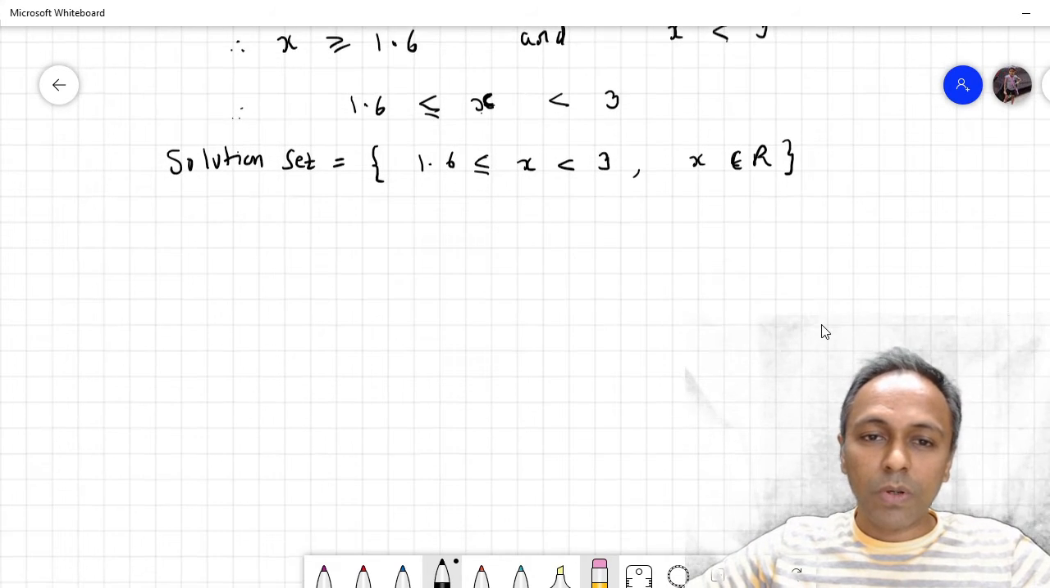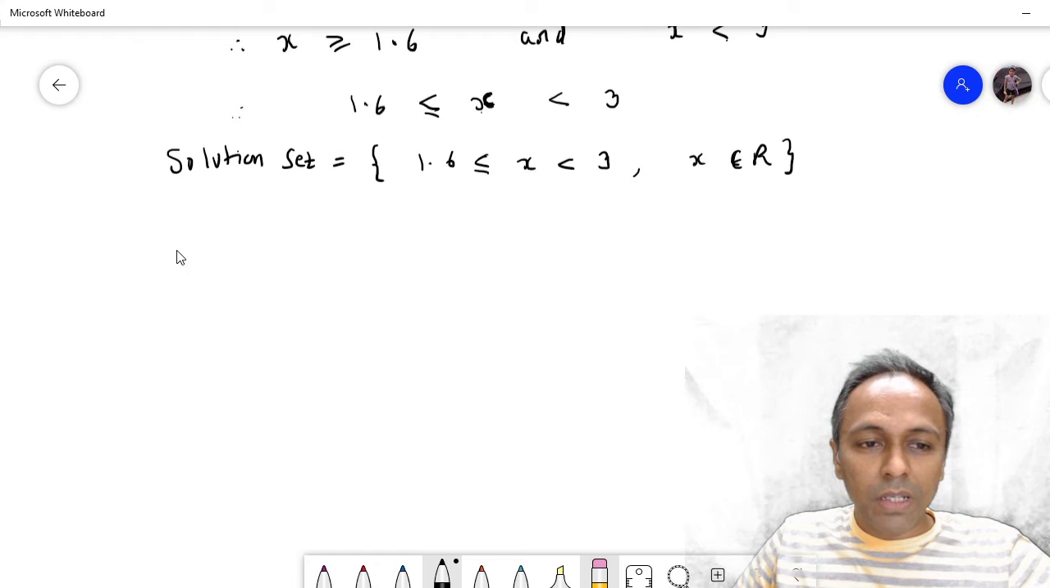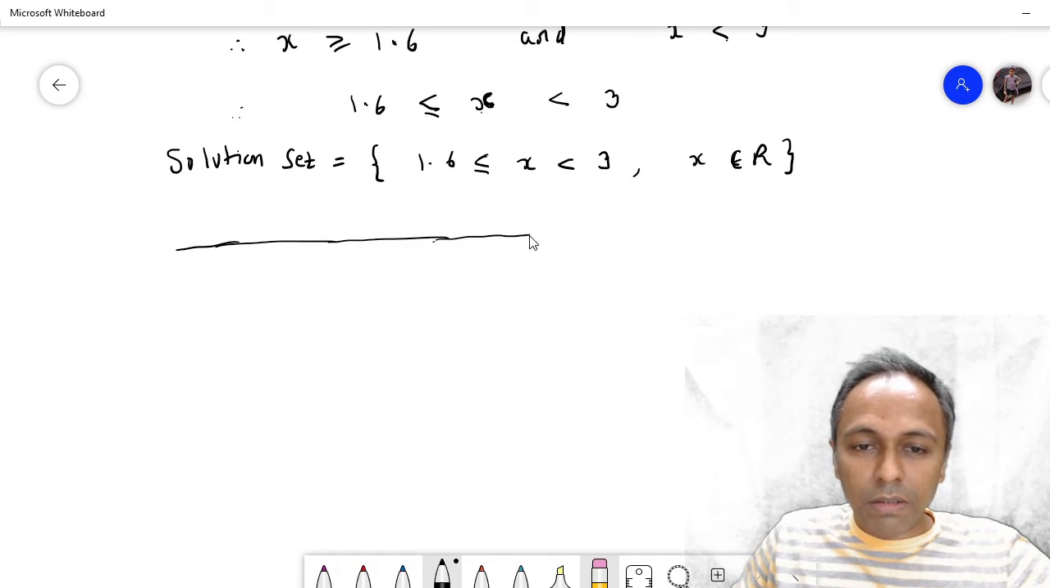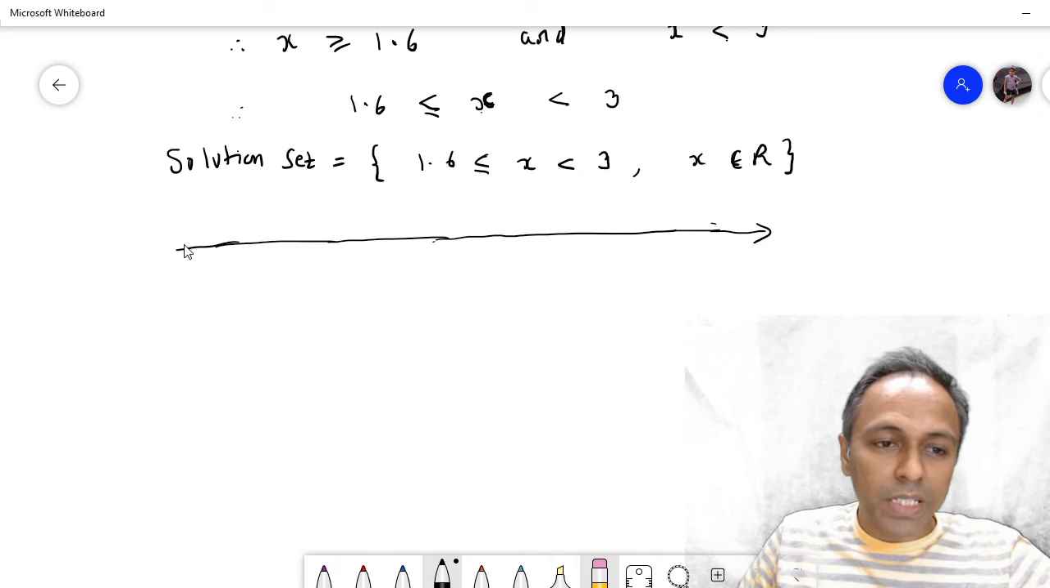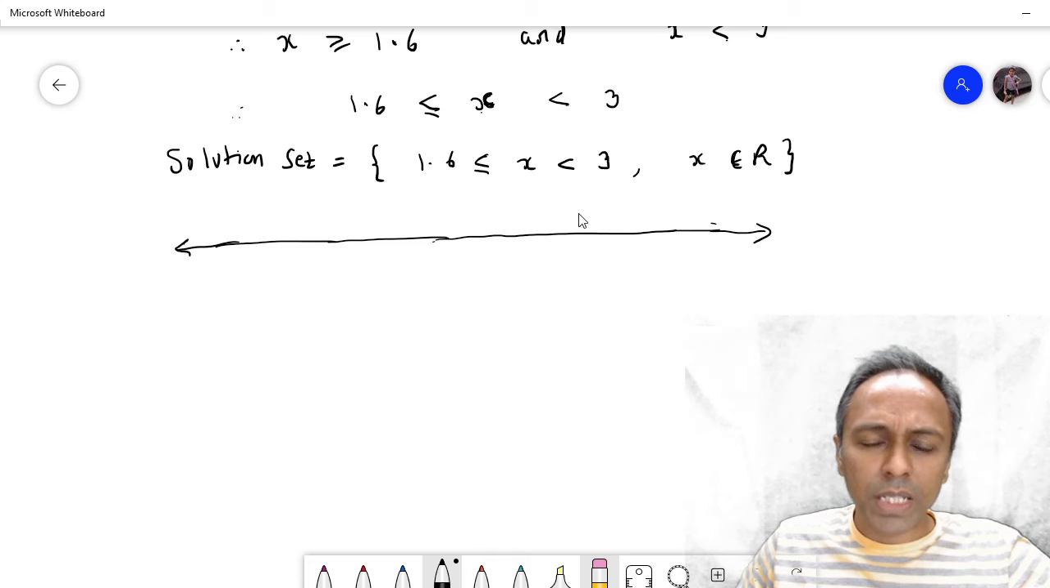Let us now also make the number line. This you can make neatly. Always use a scale. Use a little darker pencil.